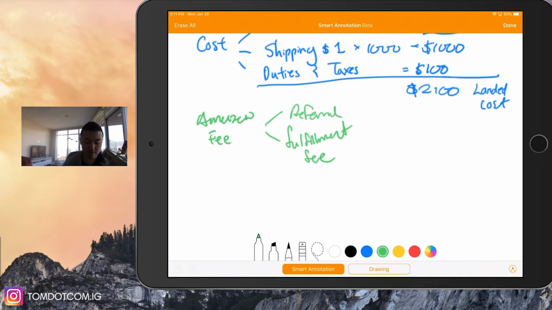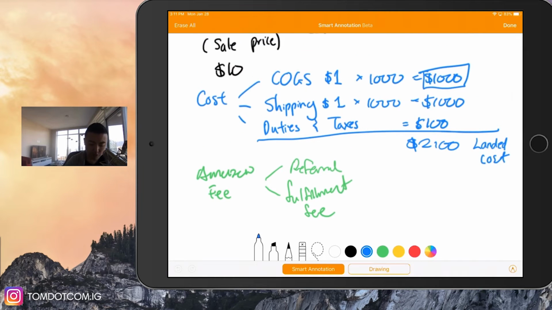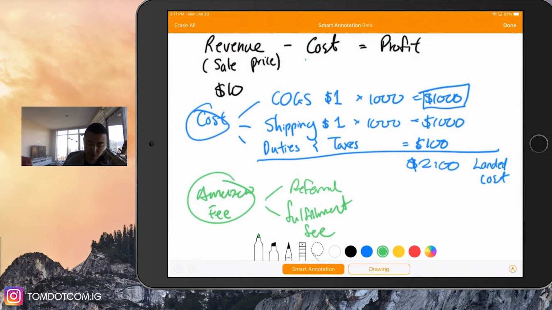So really, Amazon will take a commission, and it will also charge you a fulfillment fee, which is a cost that you're going to have to incur anyway if you have your own e-commerce website, right? So those are basically the two fees, or the two costs associated with running an Amazon FBA business.